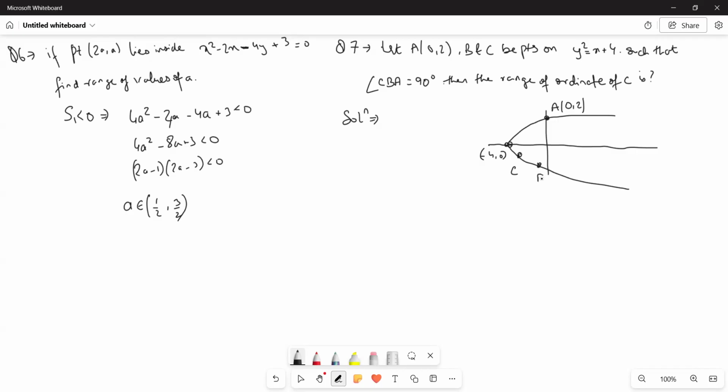And B is somewhere close so that the angle BAC would be 90 degrees. Is the figure clear to everyone? Yes, sir. So in that case, we are asked to find out the range of the ordinate of C.